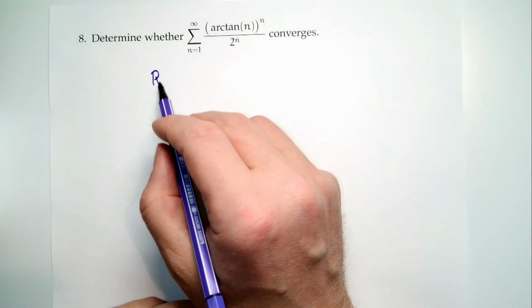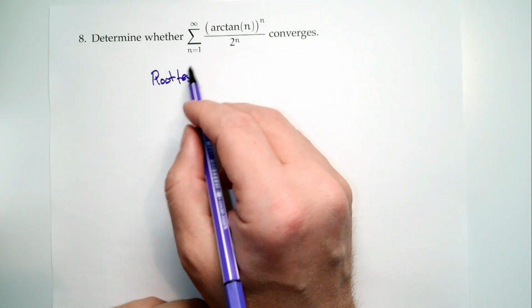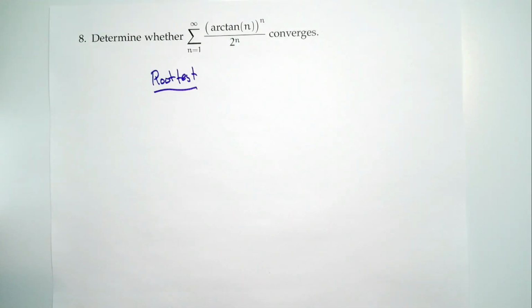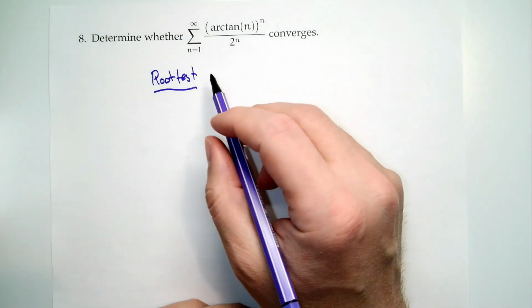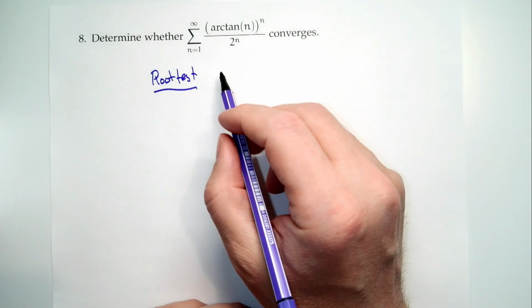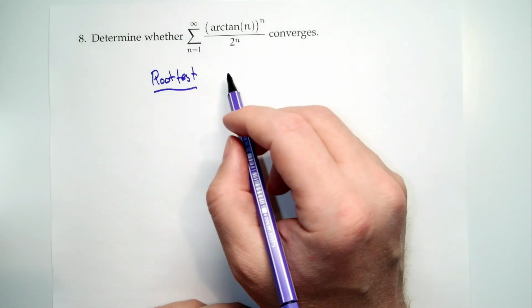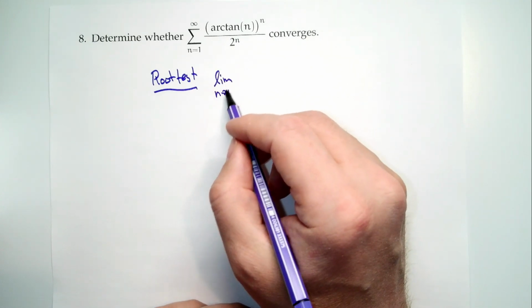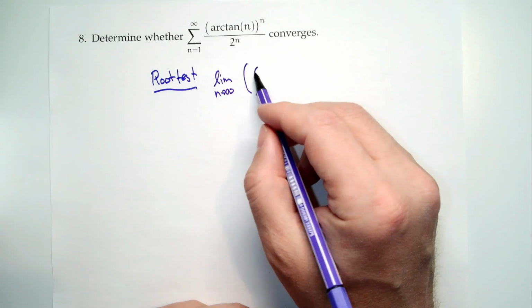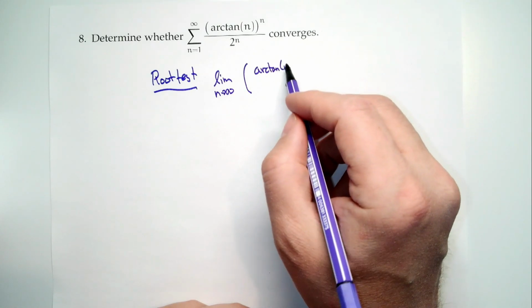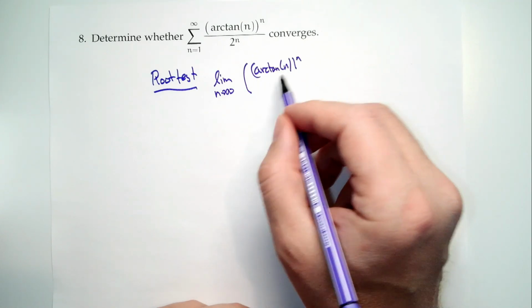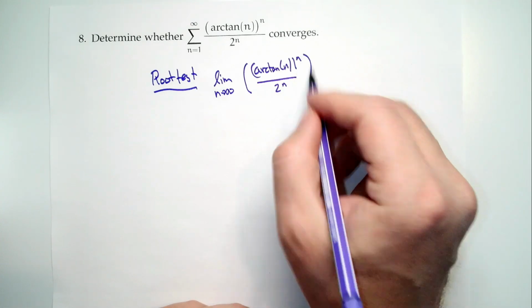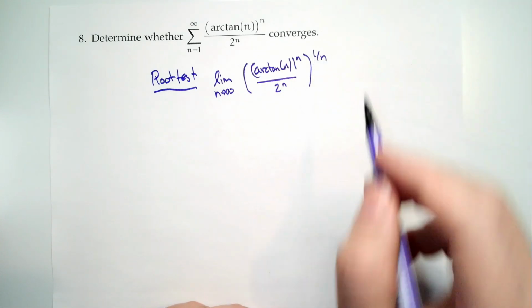So we'll apply the root test. And the root test, by the way, is going to be one of our most important tests, so I want you to be really comfortable with applying the root test. So what do we have? Well, we're going to take the limit as n goes to infinity of arctangent of n to the nth power, divided by 2 to the n, and all that is to the 1 over nth power.